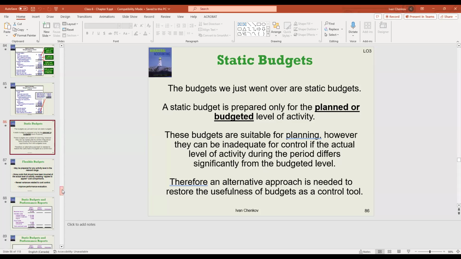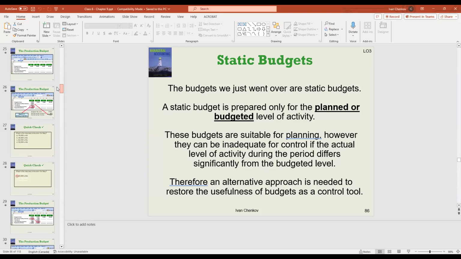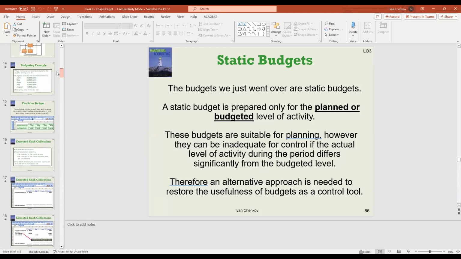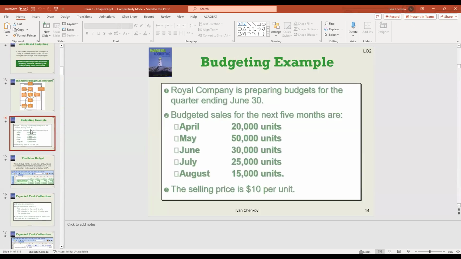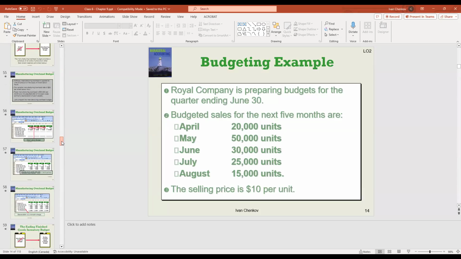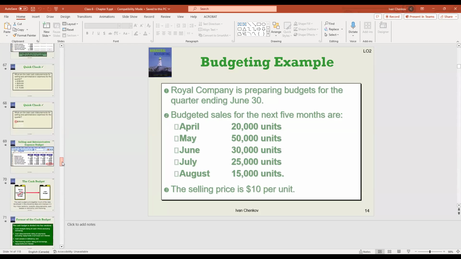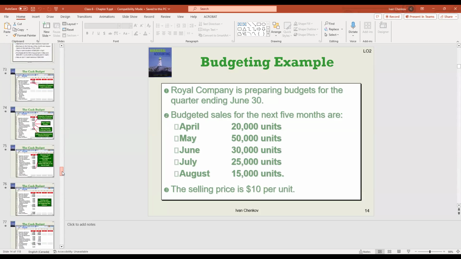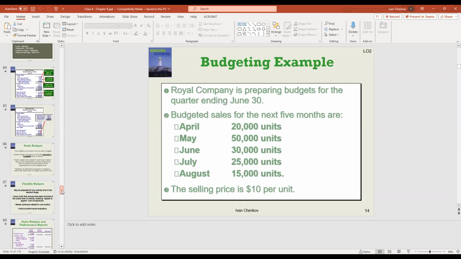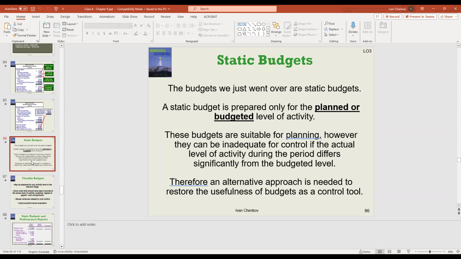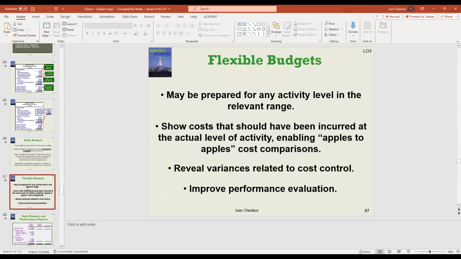So if we achieve different sales than the ones we have in the very beginning, then all the budgets that we have prepared, production budget, direct material, direct labor, manufacturing overhead, sales and administrative expenses, cash budget, income statement, and balance sheet budget, none of them is going to work. So the static budget is good for planning, but for control, we have to move to the flexible budget.